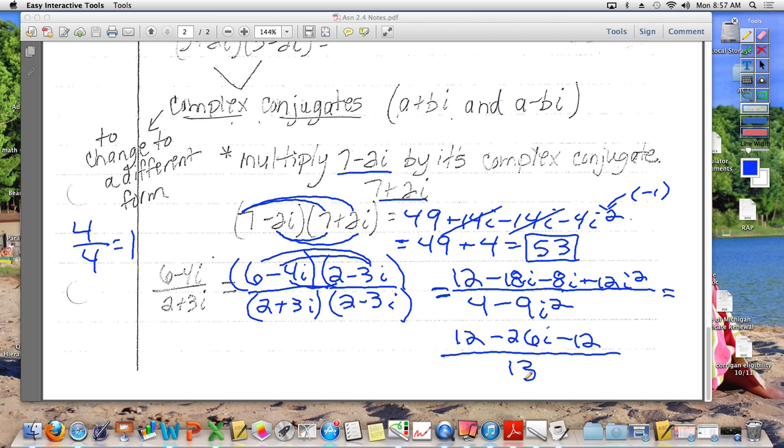One more step. Well, maybe more than one step. What happens to our 12s on the top? Is that always going to happen? No, that's a coincidence that it happens here. So all we have left is negative 26i divided by 13. We are not done yet, because what is negative 26 divided by 13? Negative 2 over 1, yes. We have an i next to it. Don't forget the i. So we end up with negative 2i.